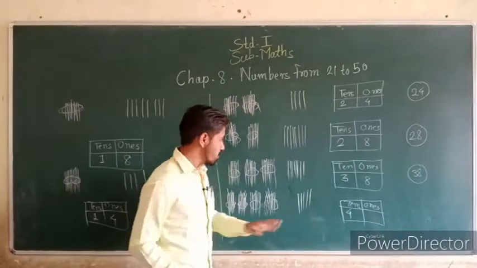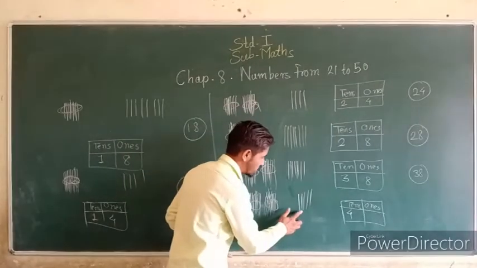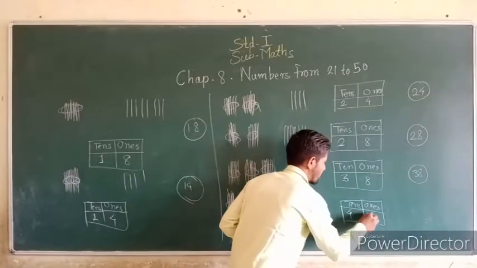Next what we have to do? Next we have to count these matchsticks of ones. So how many matchsticks are there? 1 2 3 4 5. 5 matchsticks of ones. So we have to write here number 5.